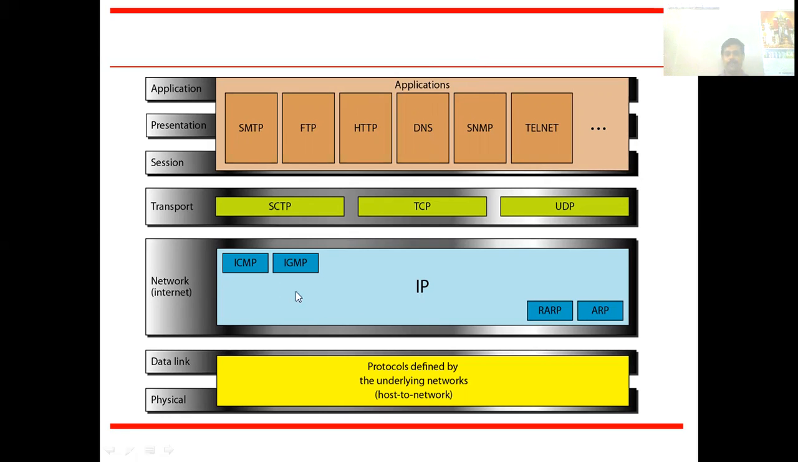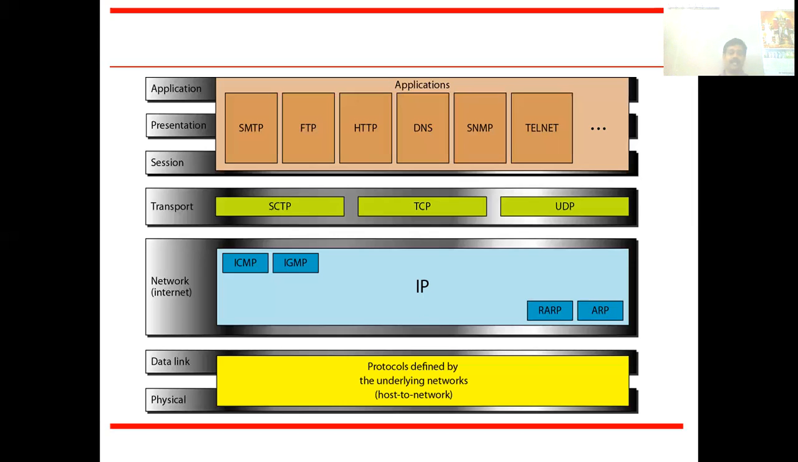Next one is the network layer or internet layer. In this internet layer, it defines some protocols: IP, internetworking protocol, and ICMP, internet control messaging protocol. Then next one, IGMP, internet group messaging protocol, and RARP, reverse address resolution protocol, and the next one ARP, that is address resolution protocol. These are the protocols defined in the internet layer of the TCP/IP protocol suite.